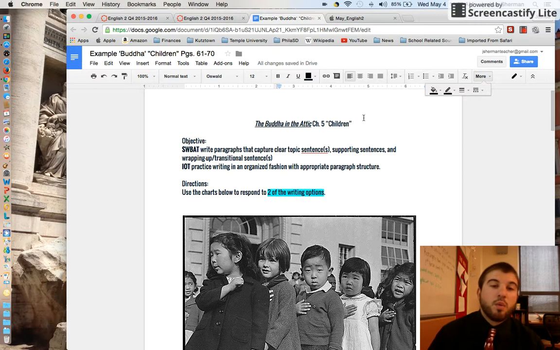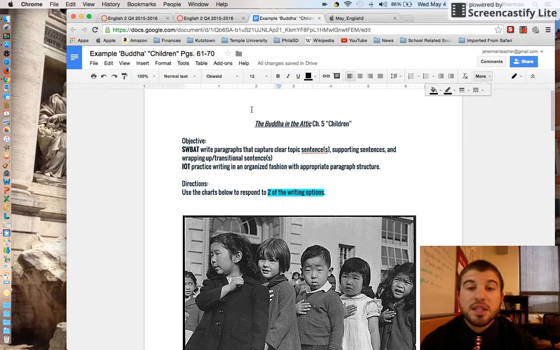What we are attempting to do here, if you refer to the objective, is write paragraphs that capture clear topic sentences, supporting sentences, and wrapping up sentences so that we can practice organized writing. Remember, topic sentences introduce the reader to what the entire paragraph is going to be about. Just from reading your topic sentence, I should know what the rest of your paragraph is going to be explaining. Supporting sentences go into more detail, being more specific, and providing evidence for what you said in the topic sentence.